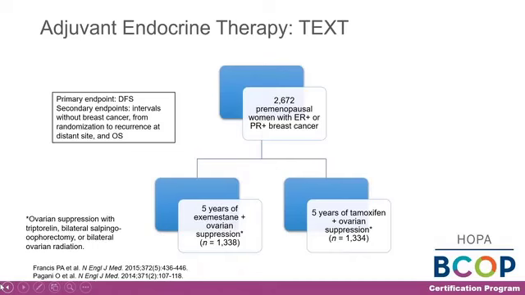The next study is the TEXT study that was eventually, whose results were eventually combined with the SOFT study, and I'll talk about that in a second. This study randomized a little over 2,600 women with ER positive, PR positive breast cancer to either receive just 5 years of exemestane plus ovarian suppression compared to 5 years of tamoxifen plus ovarian suppression.